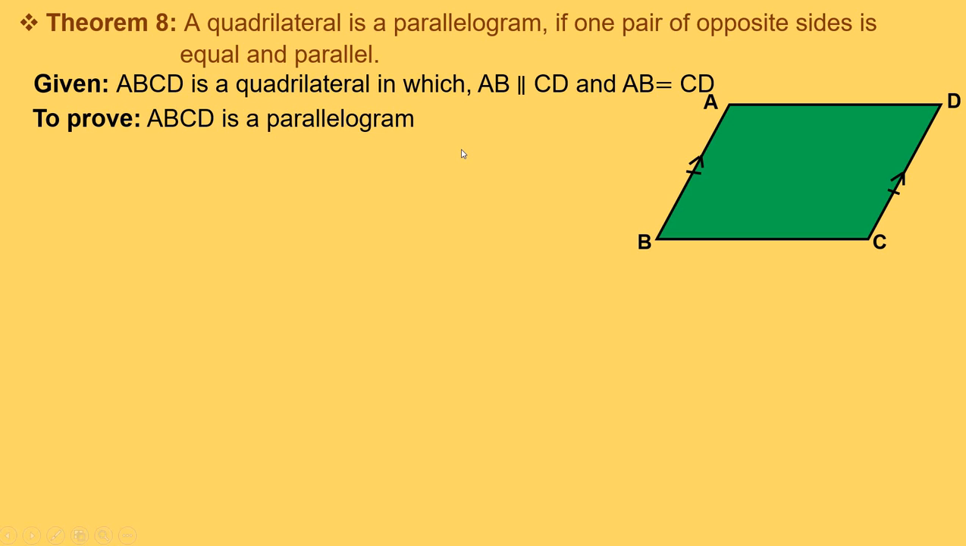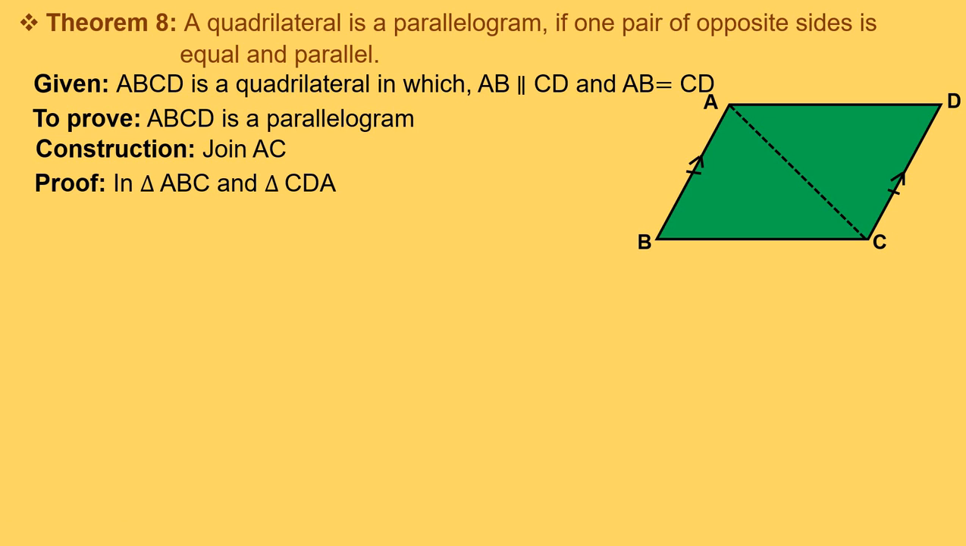So we know that in a parallelogram, both the pairs of opposite sides are parallel. So we need to show another pair of opposite sides is parallel. To show this, we need a pair of alternate angles which are equal. So for that, let's take the help of congruent triangles. So let's construct to get two triangles. Construction, join AC. Proof. In triangle ABC and triangle CDA, AB is equal to CD, given.